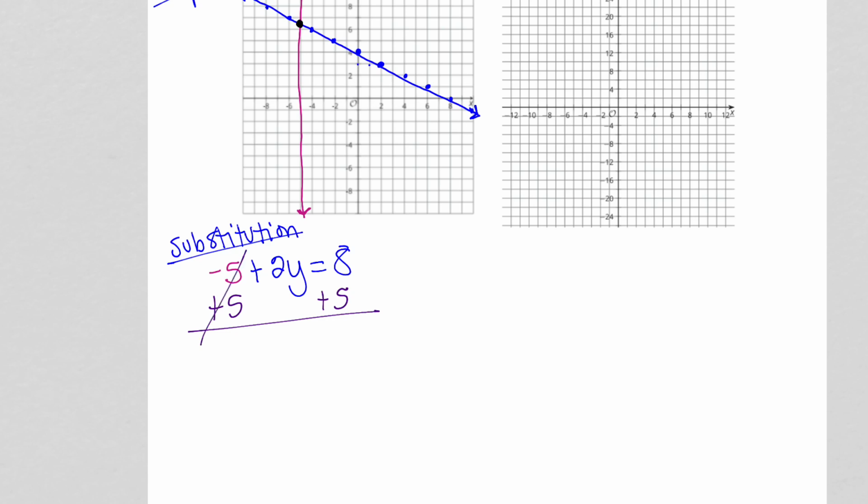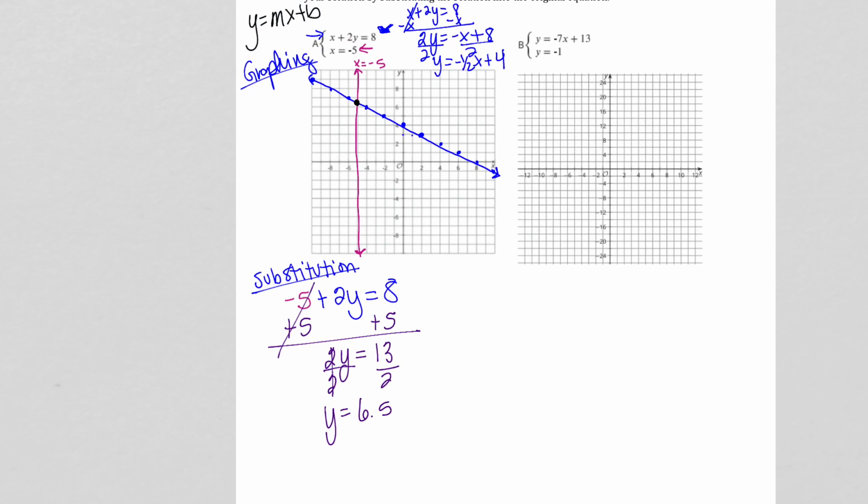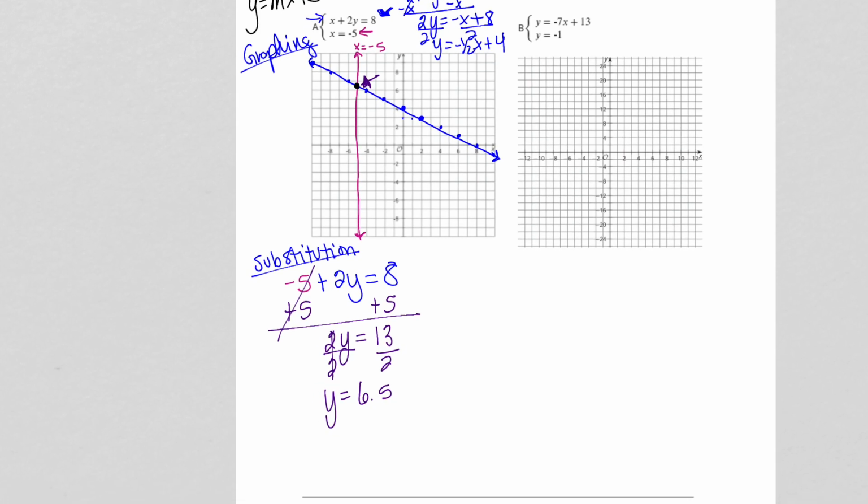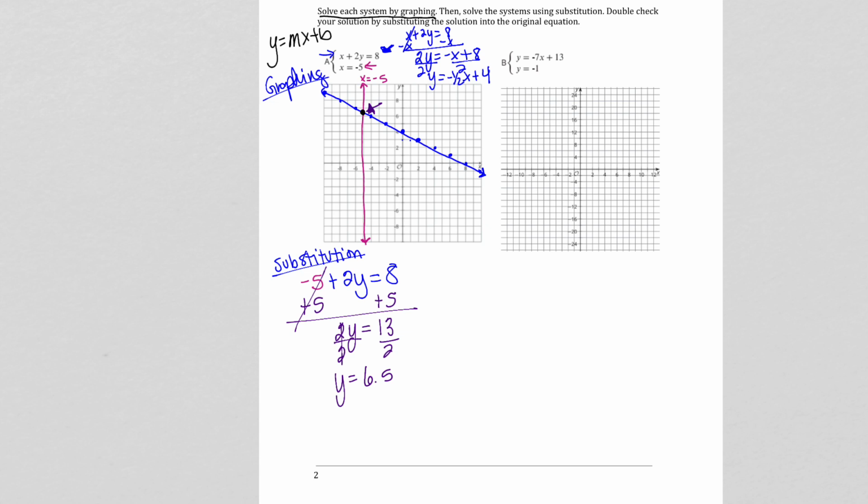And then we're going to get 2y equals 13. We're going to divide by 2 and get y is equal to 6.5. Does that look like where y is on the graph? Does that look like that is 6.5? I think it does. So that would be solving by substitution.